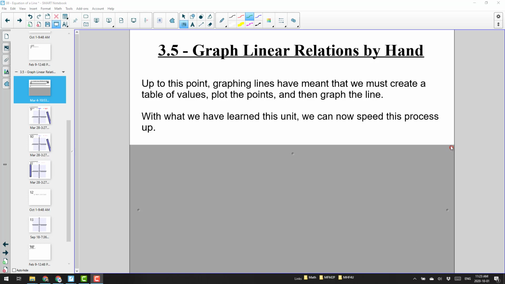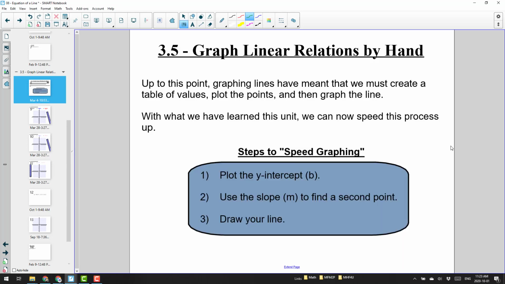So here's our process that we're going to be going through. Over the past few lessons, I've talked about really what the m and the b value in our equation mean. So if we really understand those, we should be able to get a really good idea of what a graph looks like. So the first thing we're going to do is look at the b value, the y-intercept. That's going to be our starting point. That tells us where our line is going to begin.